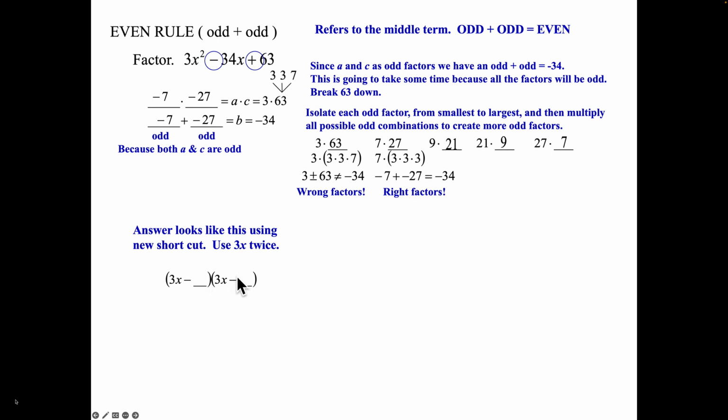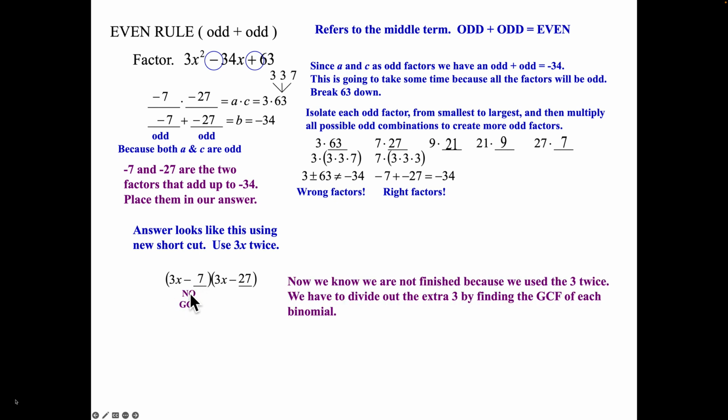Put the minus 7, minus 27 in. It doesn't matter because they're both minus minus. The first binomial has no GCF, so that's part of my answer. This has a GCF of a 3, which gives me x minus 9, and that's my answer. We have it factored. All right, so factored completely.